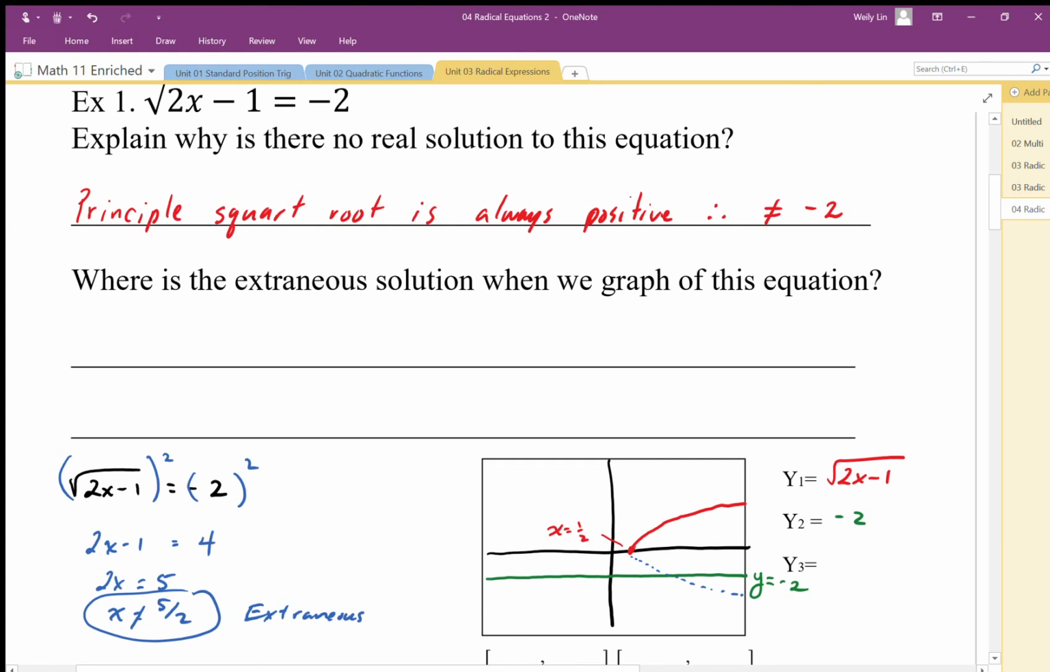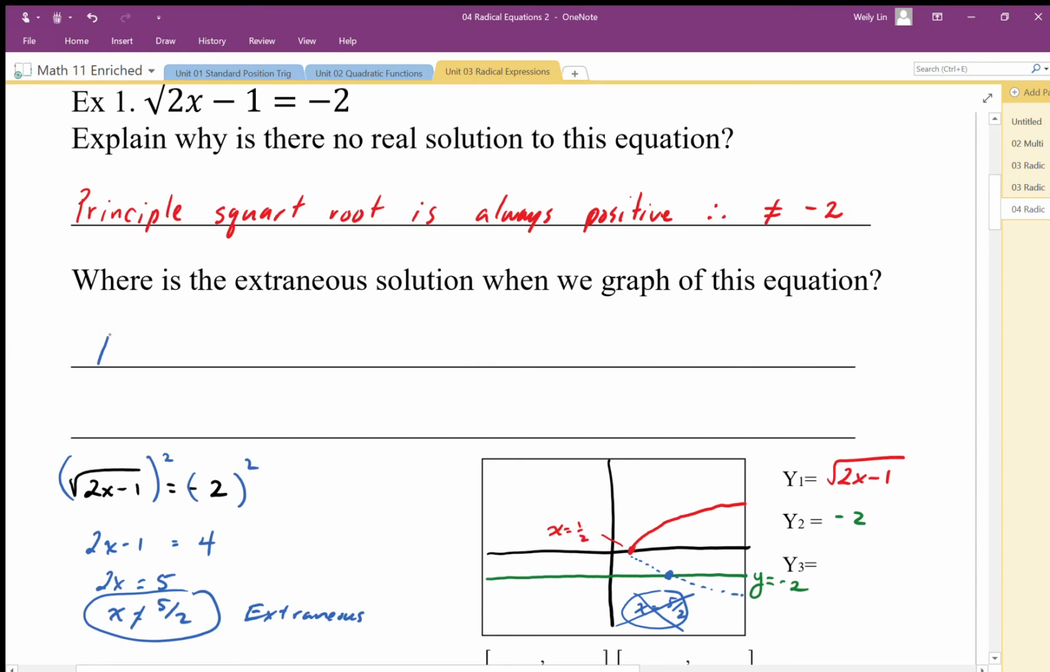It doesn't work when we plug it in. When we plug it in, we end up with the square root of 4 equals -2, and that's not true. And there's our extraneous solution at x equals 2.5. This is extraneous because it doesn't actually exist. This dotted line is not part of the original equation. So the extraneous solution shows up on the graph.